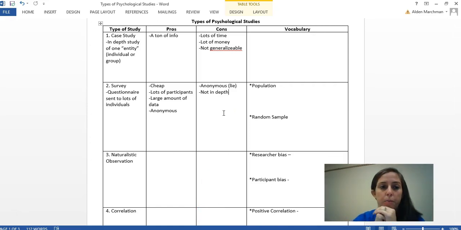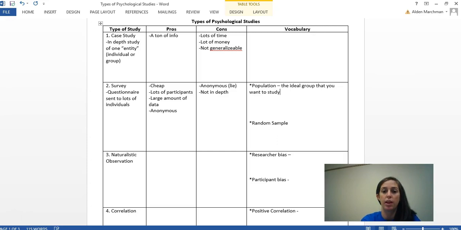Okay, follow-up question here. Let's say I want to study teenagers, high schoolers. Let's start with that. I want to study high schoolers. So that is going to be called the population, the ideal group that you want to study. That's my word, ideal group. That's not your book definition. Okay, so that is going to be, I'm going to put in parentheses, high schoolers. All right?